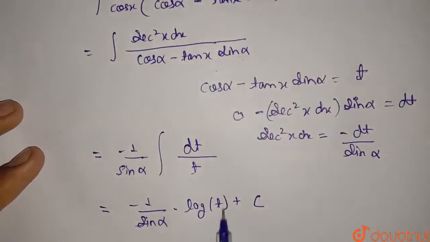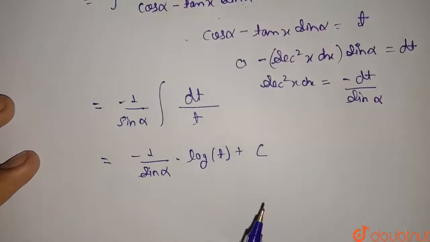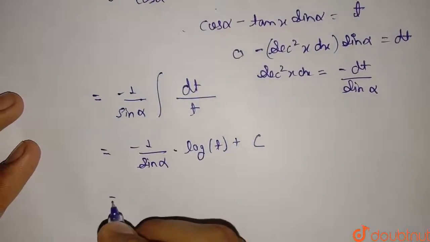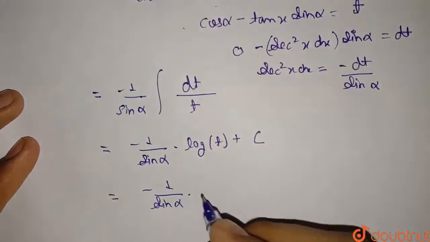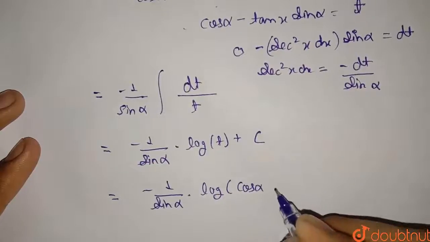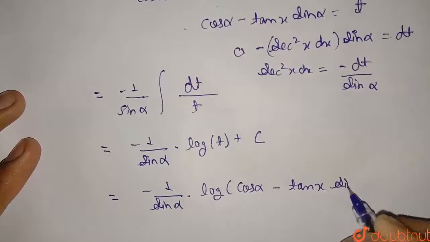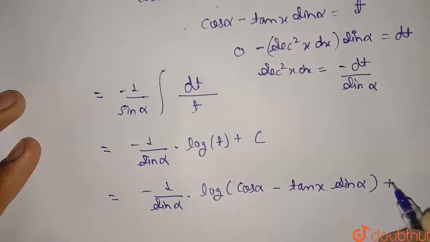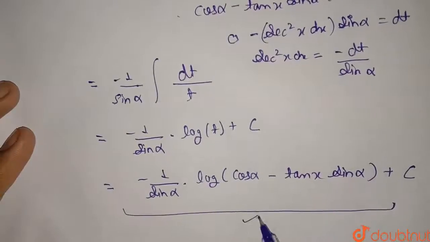Now I am replacing this t value with our original value, cos alpha minus tan x into sine alpha. So our final answer will be minus 1 upon sine alpha into log of cos alpha minus tan x into sine alpha plus c, right? So this is our final required answer.